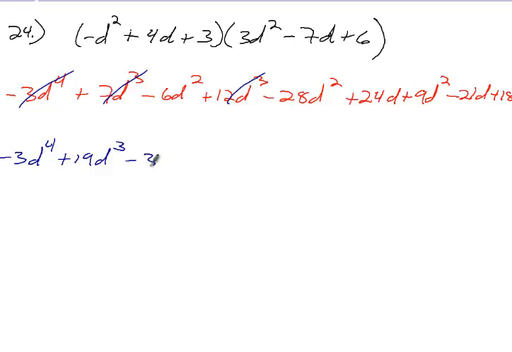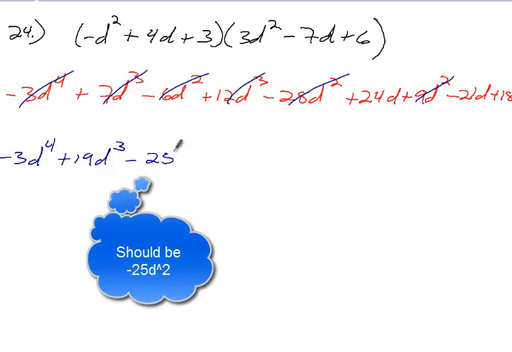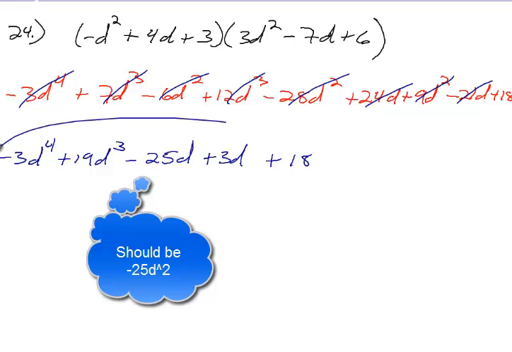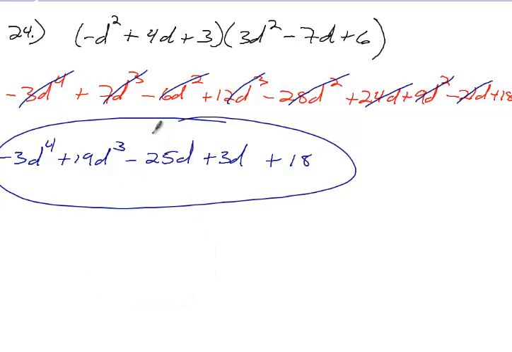Negative 31d squared. I'm going to go down swinging. Oh, son of a gun. That's not right. That's negative 25. All right, so please make sure you got this ready to go.